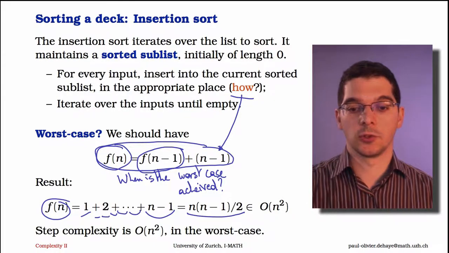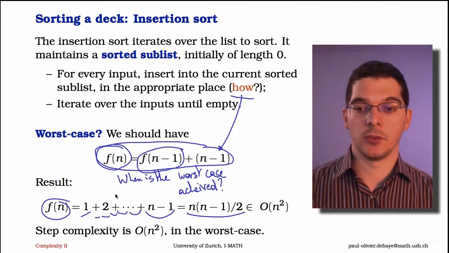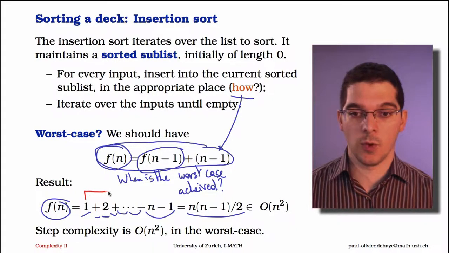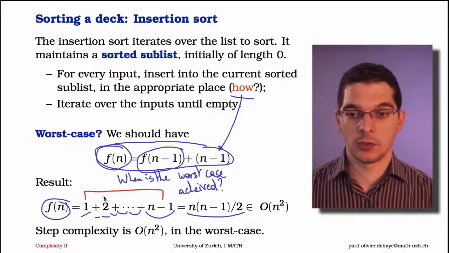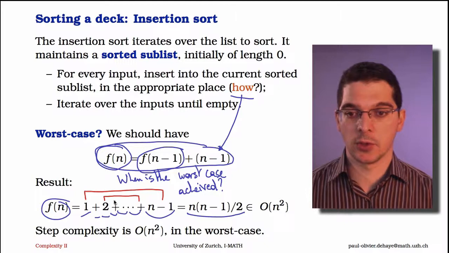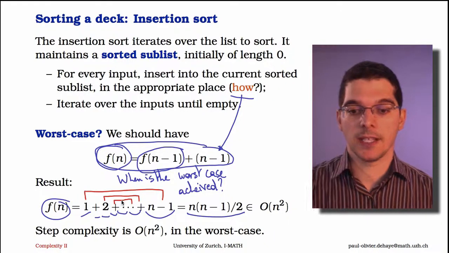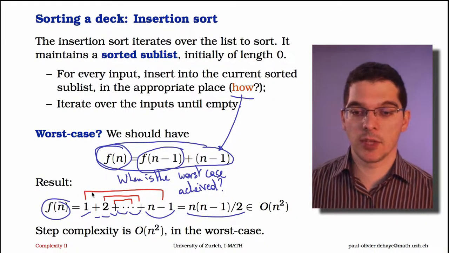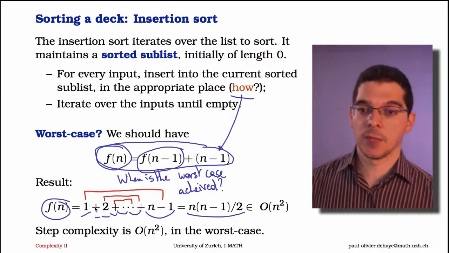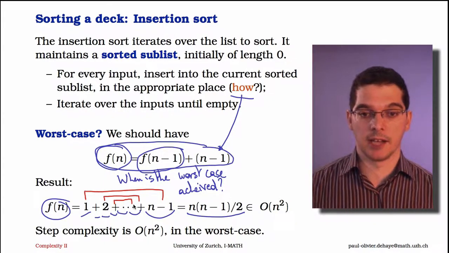If you need a little trick to compute this, you can pair up the numbers here, 1 with n-1, 2 with n-2, 3 with n-3, etc. And you just need to count how many pairings you have like this, because each pairing, the sum is exactly n.